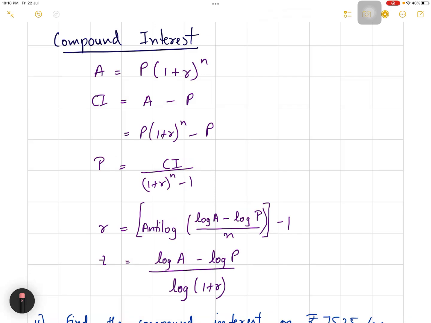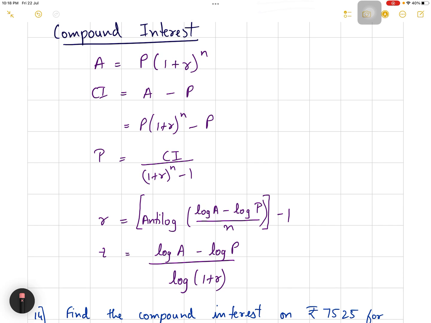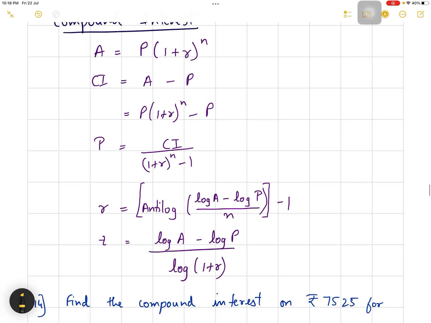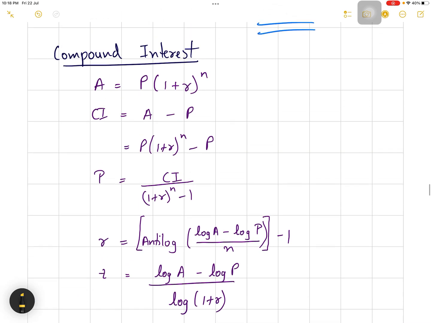Hello students, today we are going to start compound interest. So on the screen you can see compound interest formulas. A is amount. A is equal to P into 1 plus R raised to N, where P is principal, R is rate of interest and N is number of years.